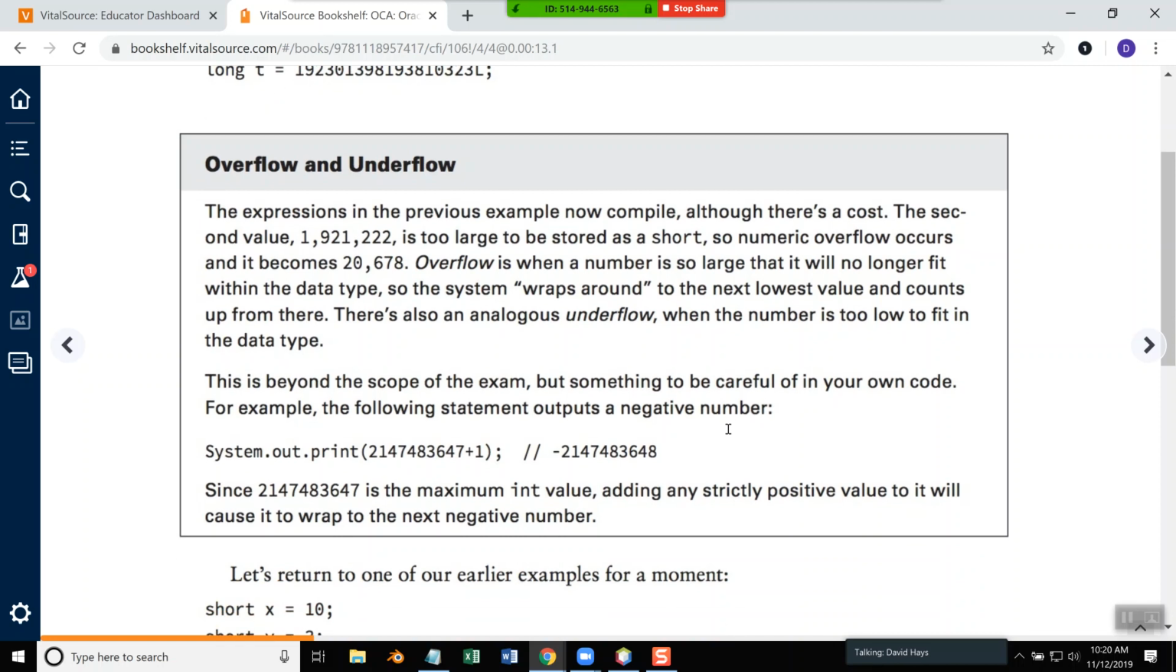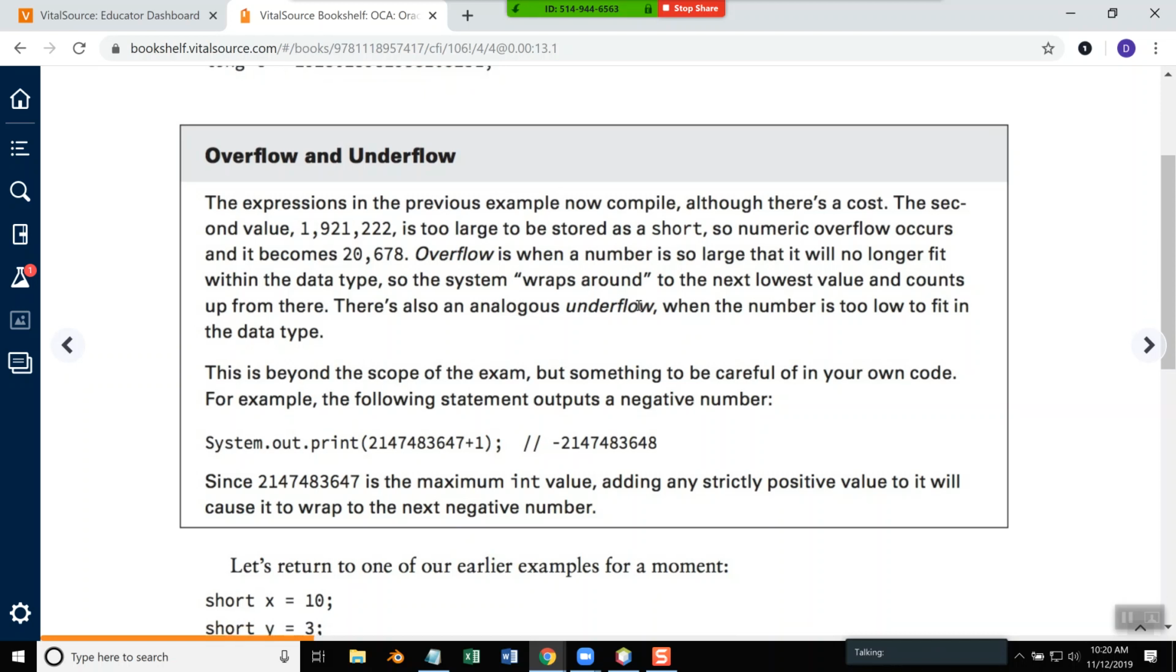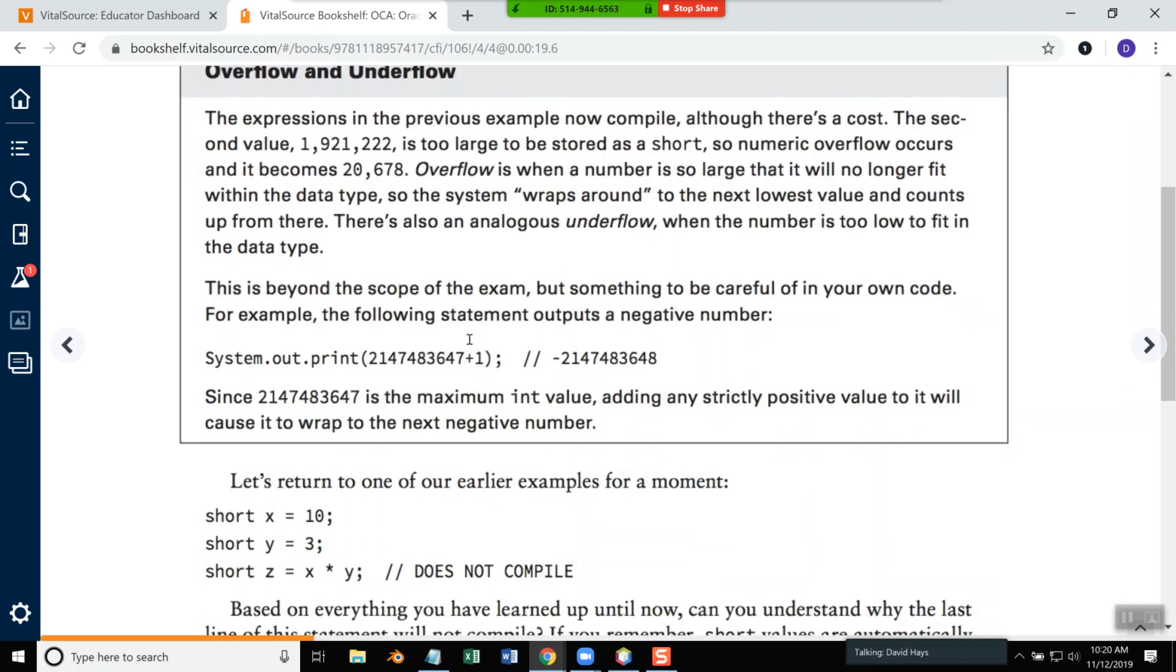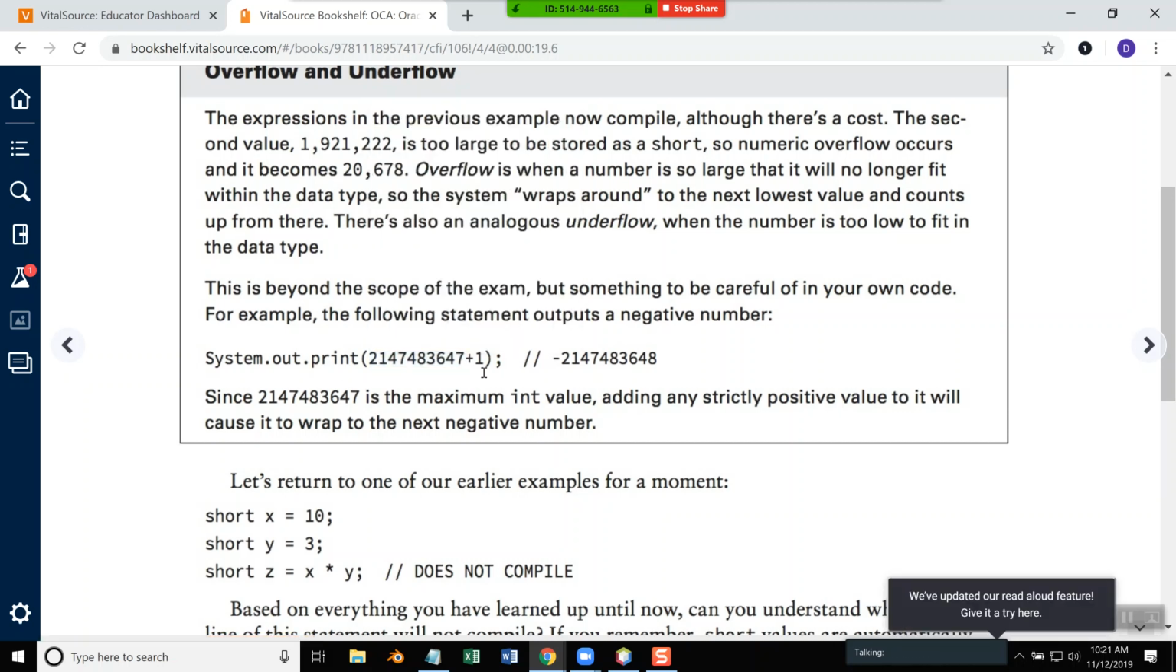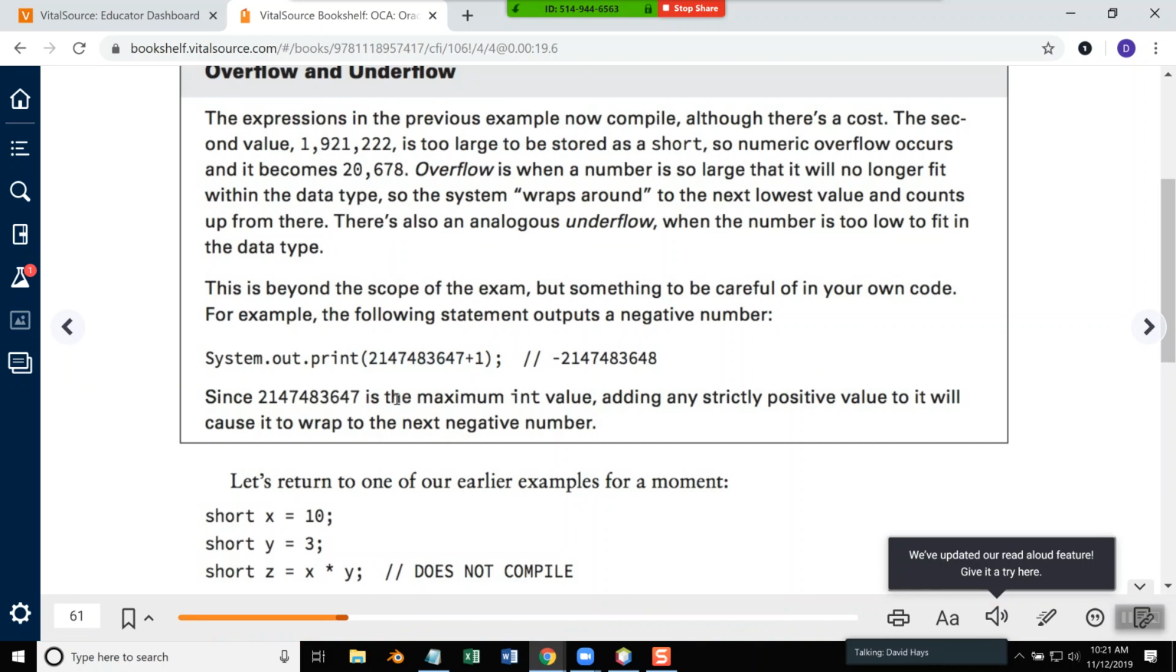I don't even think I follow that. What in the world is that trying to say? Okay, this is beyond the scope of the exam, but something to be careful of. And here's another issue. We've got a number here that's an integer because it's a number with no decimals, and we're adding 1 to it. This is the maximum int value. Adding a strictly positive value will cause it to wrap to the next negative number.